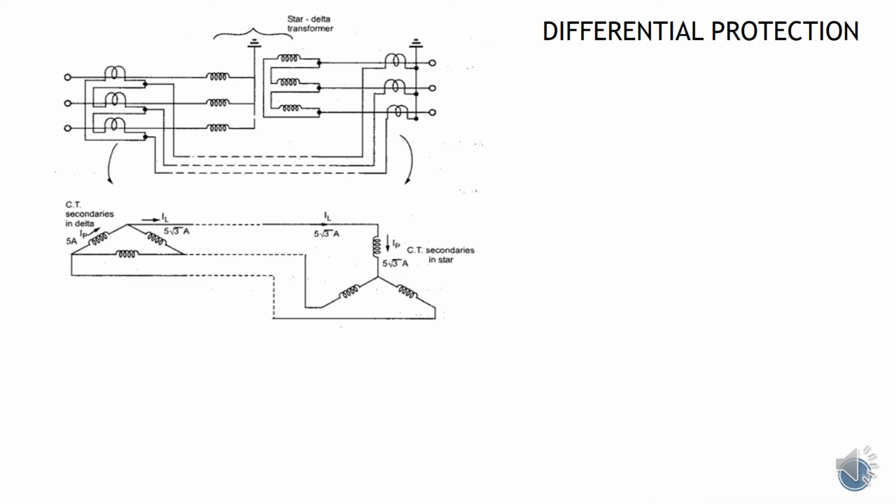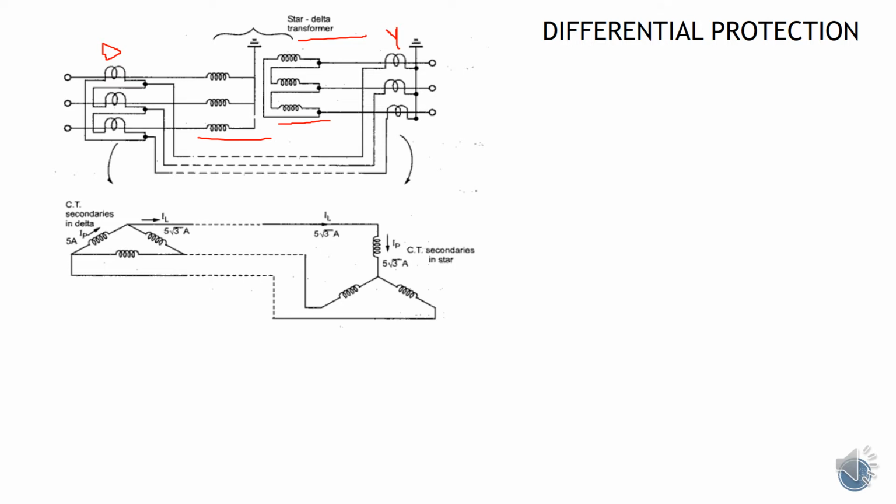The differential protection scheme applied to the transformer. Here, the transformer is of star delta connection, that is, the primary side of the transformer is star connection and the secondary side is delta connection. To compensate the phase displacement, the delta side of the transformer will have star connected CT secondary, as you can see in the figure, and to offset the zero sequence current flowing in the star side of the transformer, the CTs on the star side will be delta connected CT secondaries.